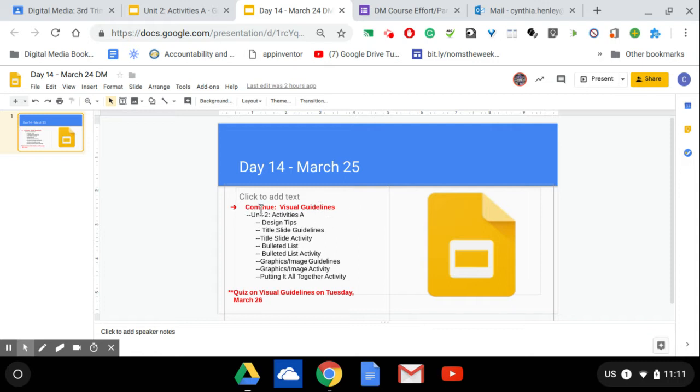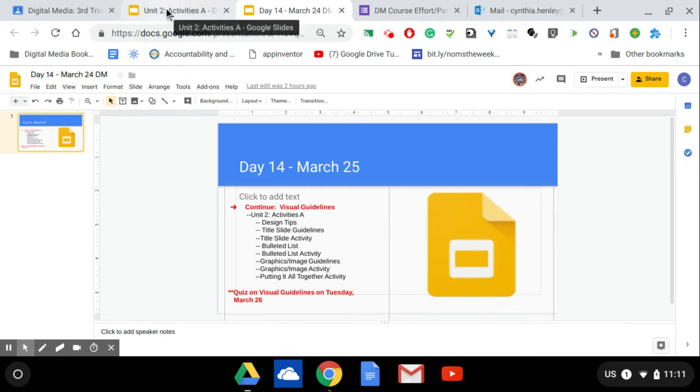We're going to work from Unit 2, Activities A. We're going to discuss design tips, title slide guidelines. Okay, you'll do a title slide activity. We're going to go over bulleted lists and those guidelines. You'll do a bulleted list activity. We won't get to graphics, image guidelines, or any further. That means your quiz that was expected to be Tuesday, that's going to be moved to about Wednesday.